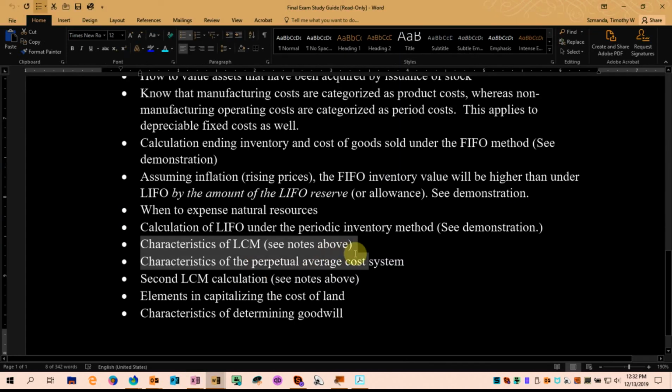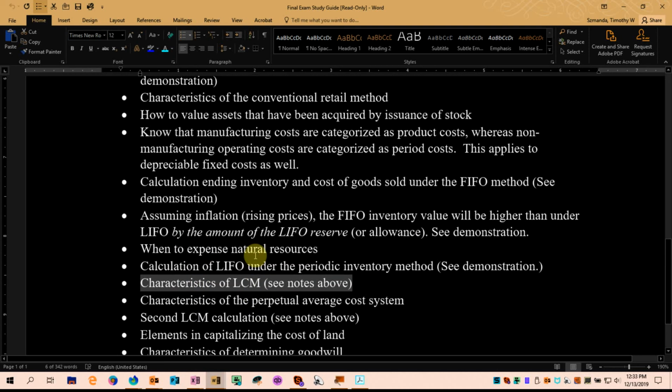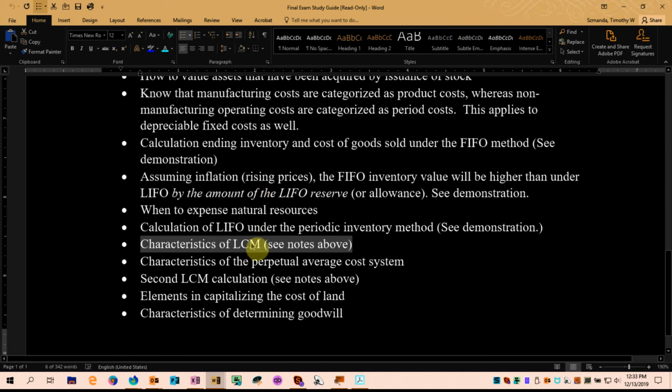Next, know the characteristics of the lower of cost or market. There's actually 3 separate questions that relate to LCM. So if you look at the previous notes that I have above, as well as the example that I gave you on how to calculate the lower of cost or market, then you should do well on these 3 questions.